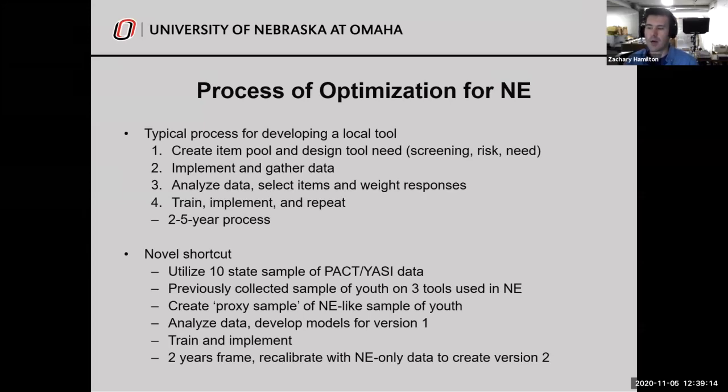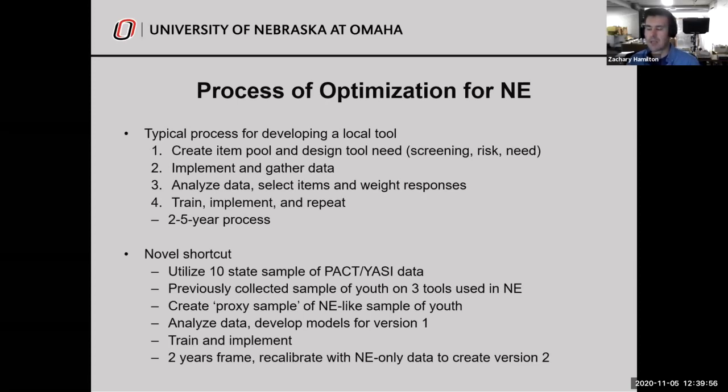What we're able to do for this Nebraska project is to create what I've sort of termed a novel shortcut. Because we have this large representative sample that we collected for our OJJDP study, we're able to take that PACT and YASI data and use it sort of as a background or a frame of reference for this diversion tool. Using that previously collected sample of youth on those 3 separate tools that Lindsay spoke of, the YLS, the Arizona, and the Nebraska tool, we're able to take youth responses and match them to items within the PACT and the YASI data.